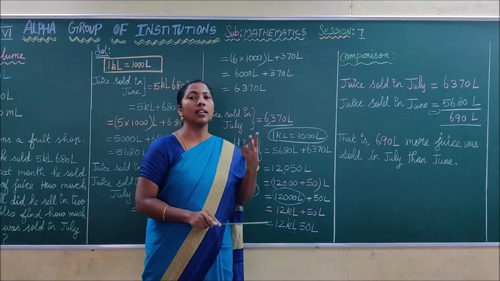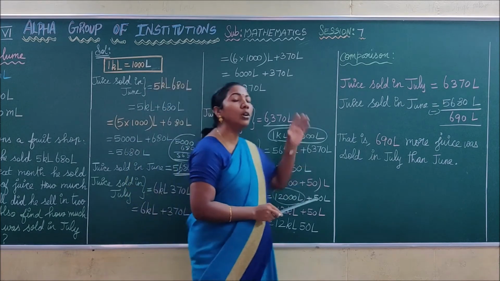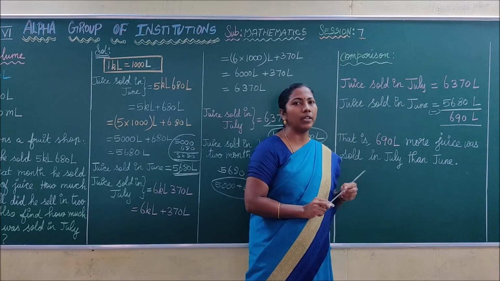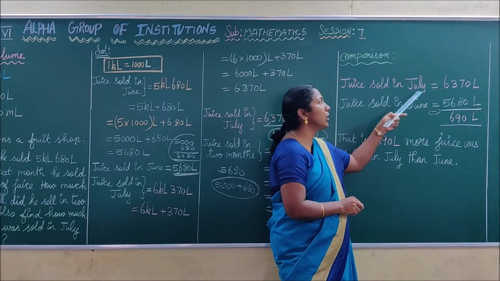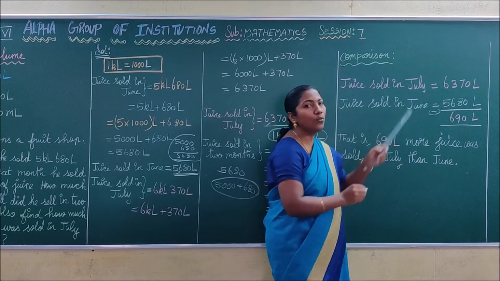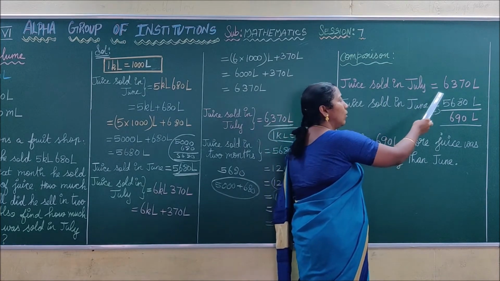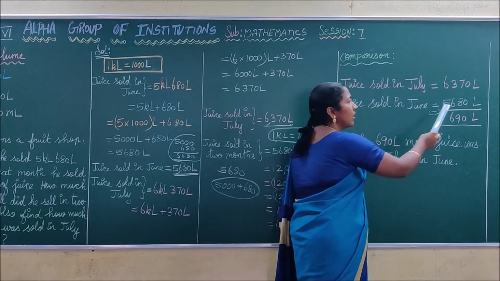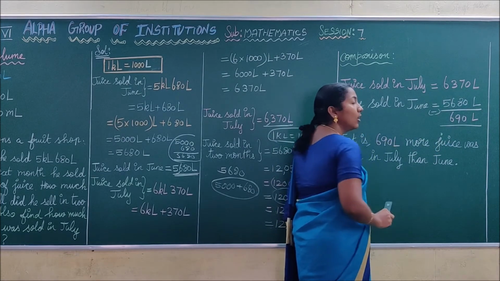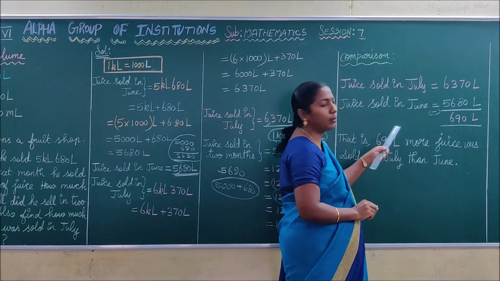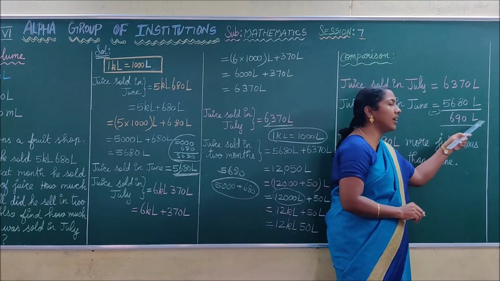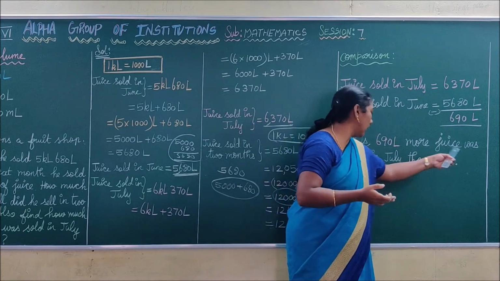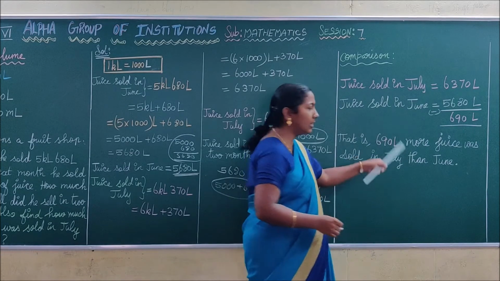Now the next question. What is the next question? You have to compare the quantity of juice sold in the 2 months. How are we going to compare this? By seeing this we can easily know that in the month of July he sold more juice. So first write juice sold in July equal to 6,370 liter. And what is the quantity of juice sold in June? 5,680 liter. For comparison, we have to subtract. By subtracting, we get 690 liter. Thus, we can easily say 690 liter more juice was sold in the month of July than June.